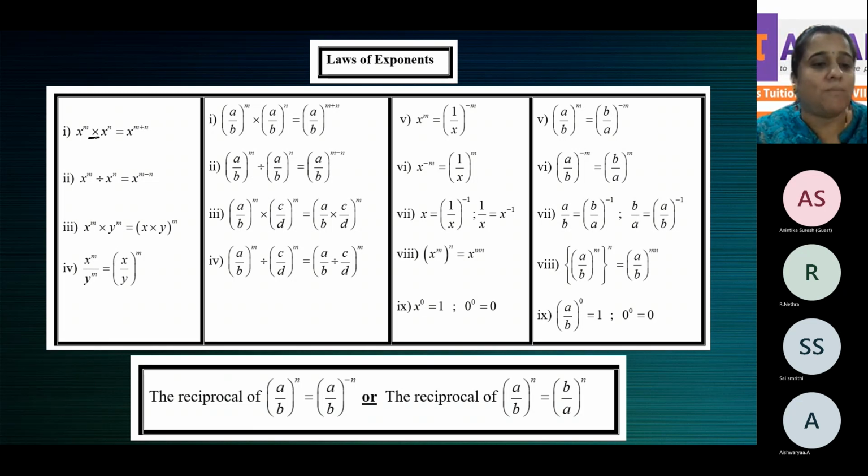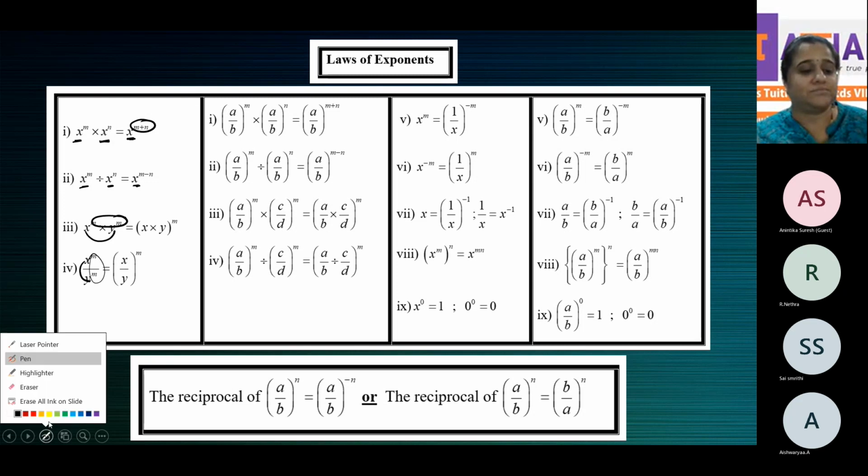So here, everywhere you see the operation is multiplication or division. Yes or no? Yes, ma'am. Here the bases are same, so we write the same base once and we add the powers. Bases are same, so we write the same base once and we subtract the powers. Here we multiply the bases and raise it to the same power. We divide the bases and raise it to the same power.